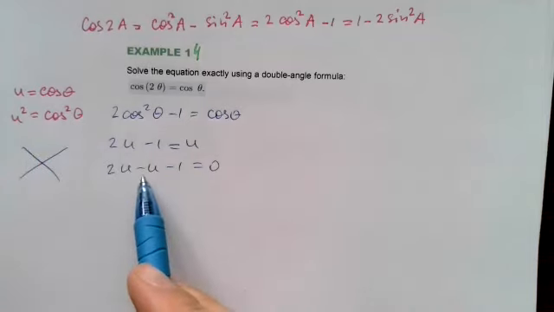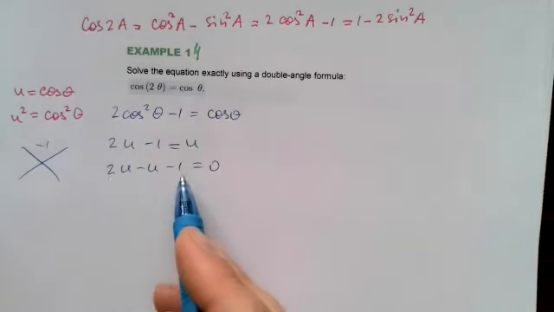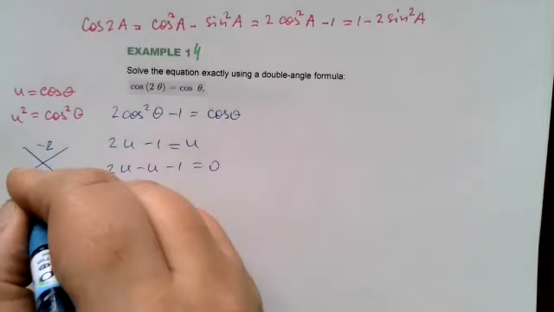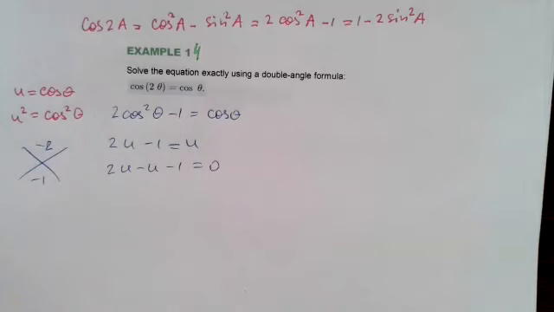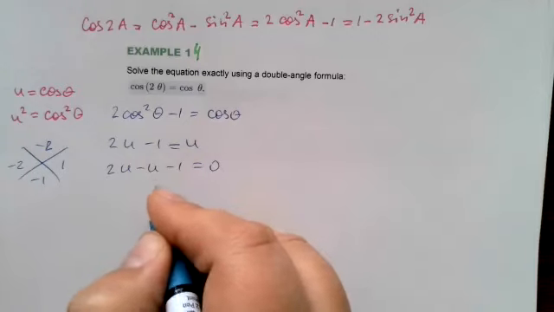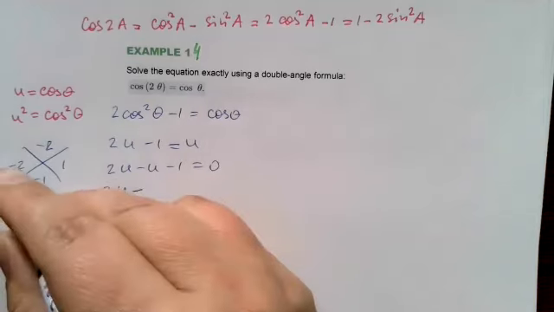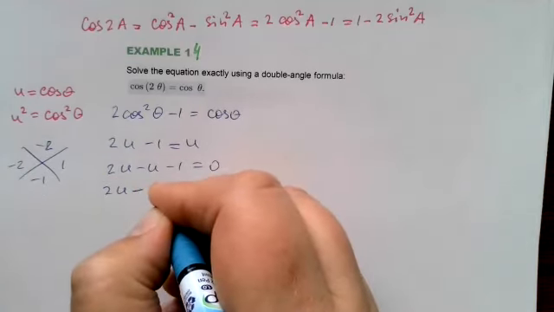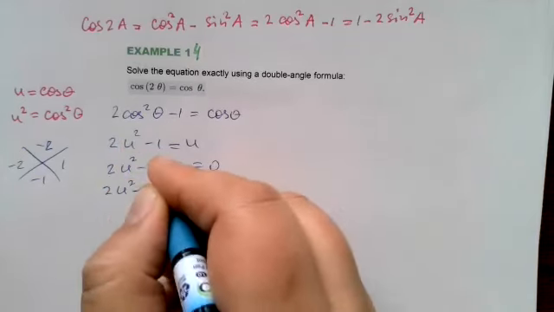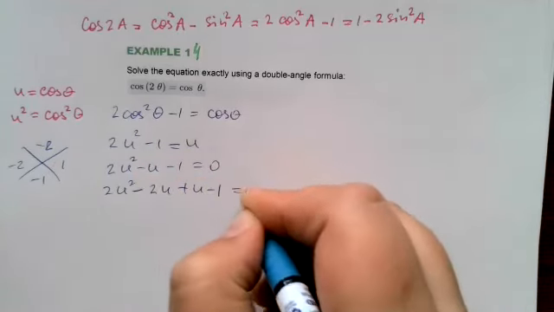I'm looking for two numbers that will multiply to -2 and add up to -1. Such numbers are -2 and 1. And then I'm going to split this negative u using these numbers. So I have 2u squared minus 2u plus u minus 1 equals 0.